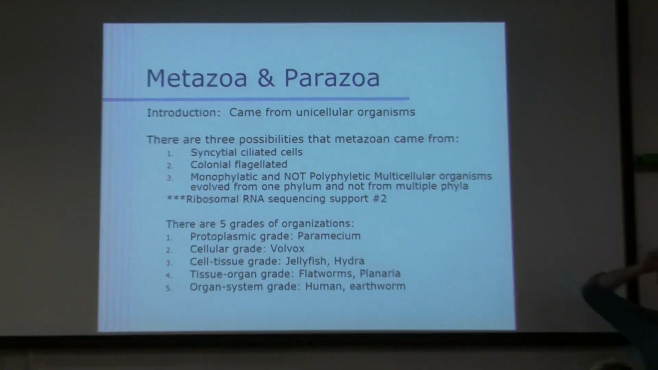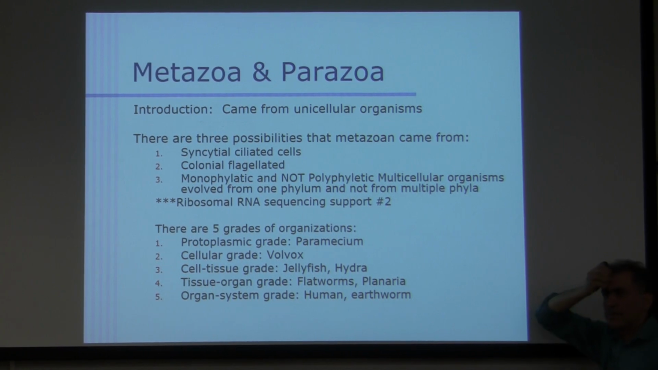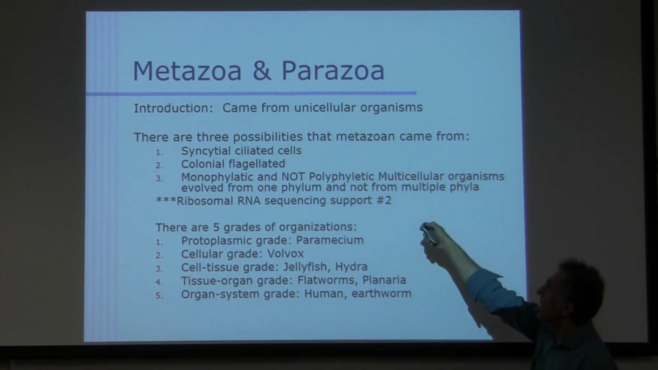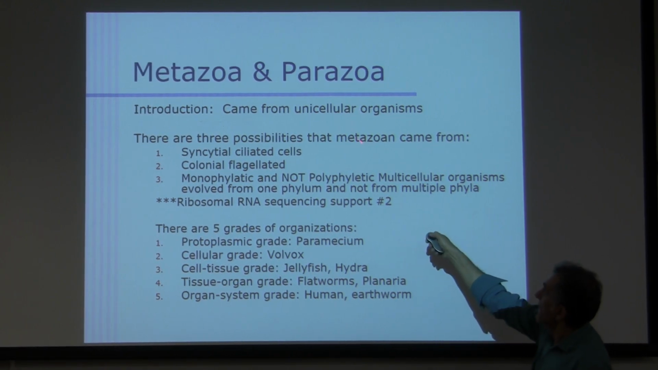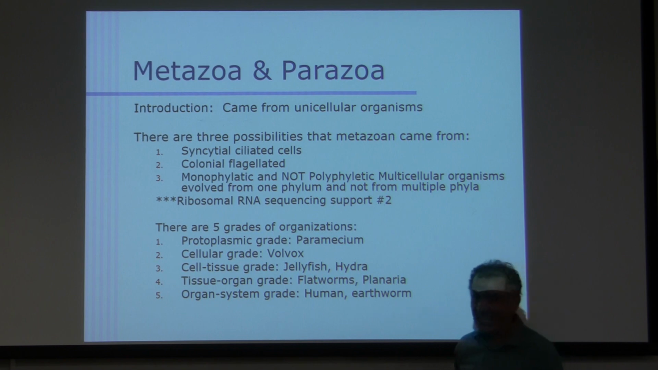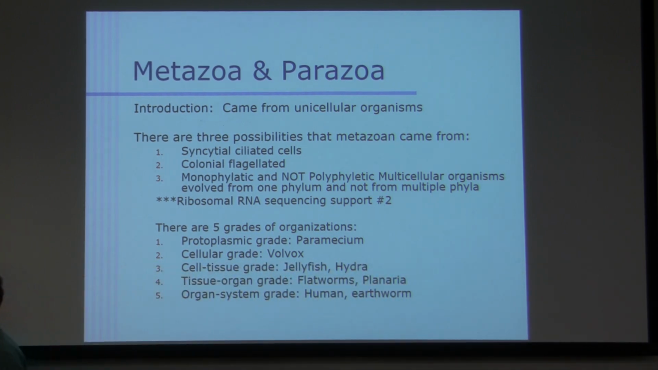And parazoans mean they evolve parallel to metazoan. Okay, they are parallel, but they are different. That's what parallel means, parallel to metazoan. And then they came from syncytial ciliated cells. Syncytial means a cell that has multi-nuclei.